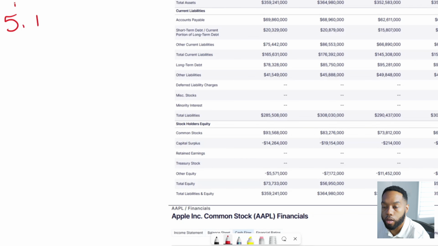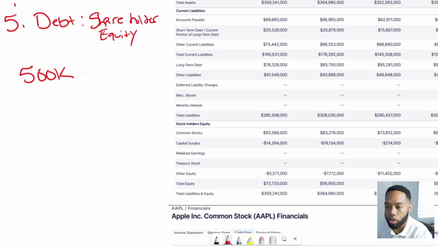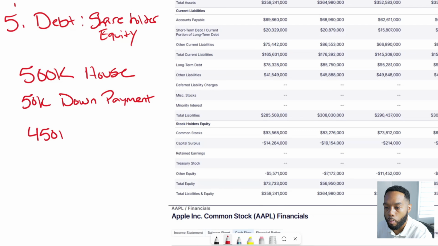Now, our fifth metric is going to be comparing debt to shareholder equity. I'm going to give you an example so that it allows you to wrap your head around this and easily understand this concept of equity. So when you buy a house, let's say you bought a house for $500,000, and we'll put a house right here. This is the cost of the house. And you put up $50,000 as a down payment on that house. So when it's all said and done, you have a $450,000 mortgage, and you have $50,000 in the house.